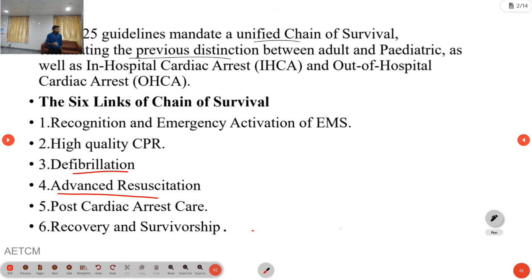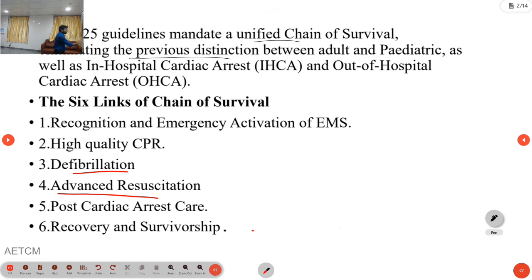Then the fourth thing is advanced resuscitation. We have performed defibrillation. Apart from defibrillation, advanced resuscitation is where we can use certain drugs for the management of cardiac arrest and perform advanced airway management. These things come under advanced resuscitation. That is your fourth link.